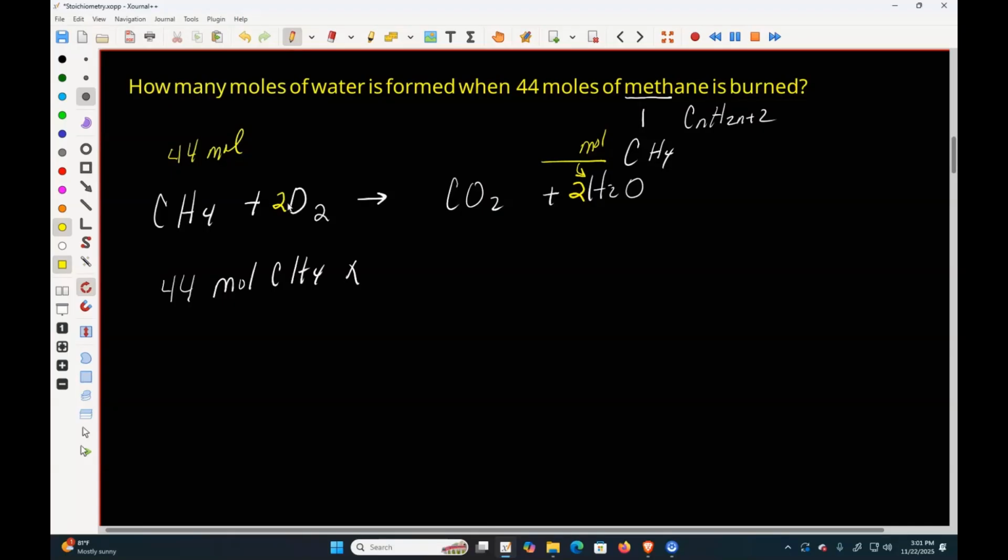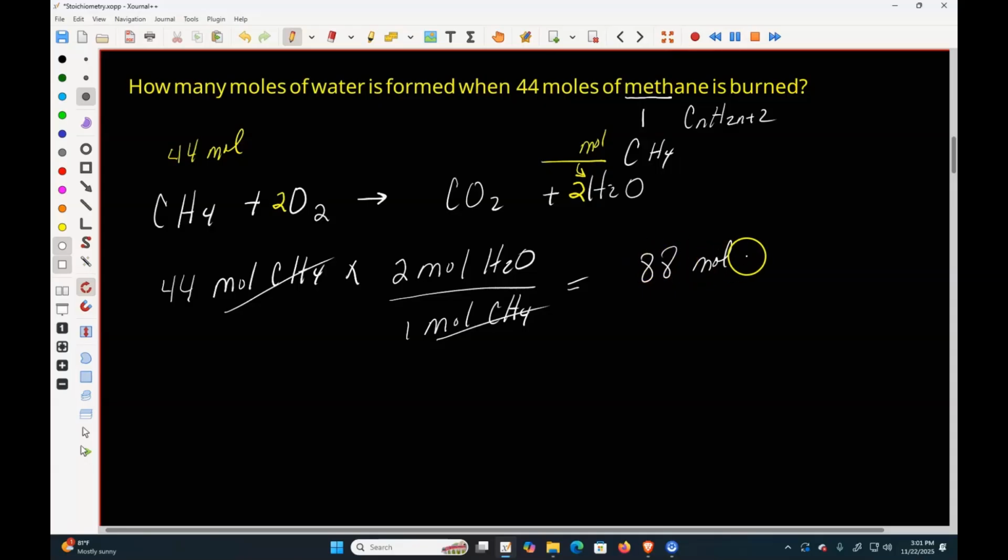I'm going to multiply times my ratio step. So my unknown here, I have 2 moles of water over 1 mole methane. So if I say 2 times 44, that will give me 88 moles of water.